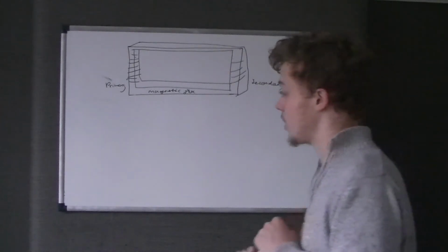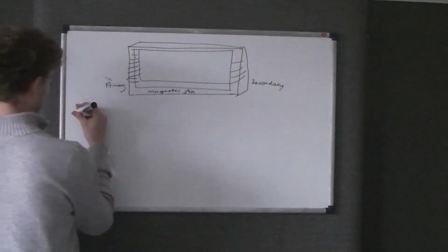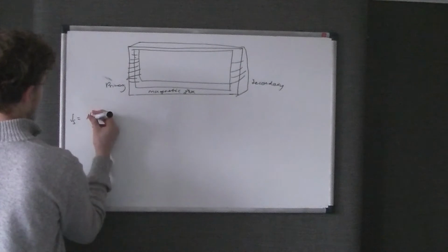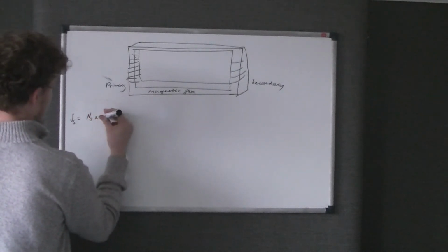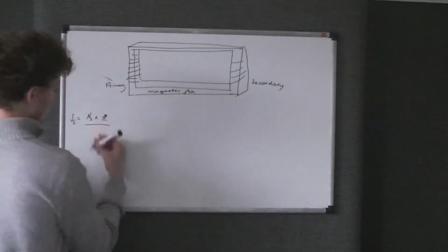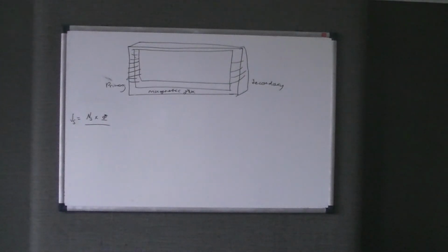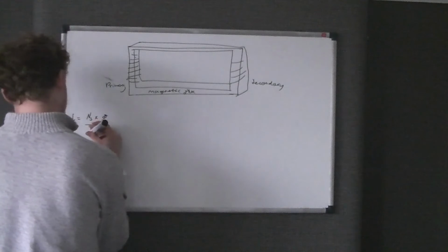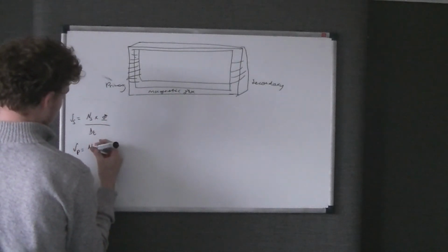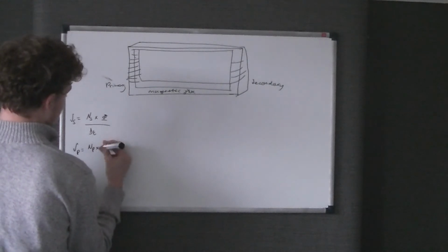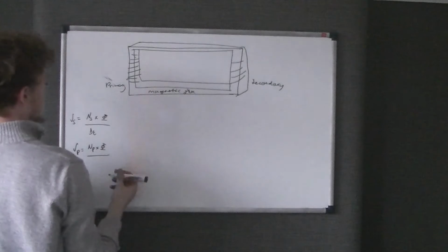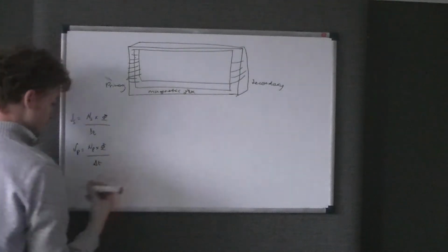Now I'm just going to throw a few equations at you here. So the voltage in the secondary is equal to the number of turns in the secondary times phi, which we know is the magnetic flux times the area, over delta t, change in time. And you could do that for the primary, so voltage of the primary is equal to the number of turns on the primary times the magnetic flux, which is going to be the same for both because we've got the same core, over delta t.